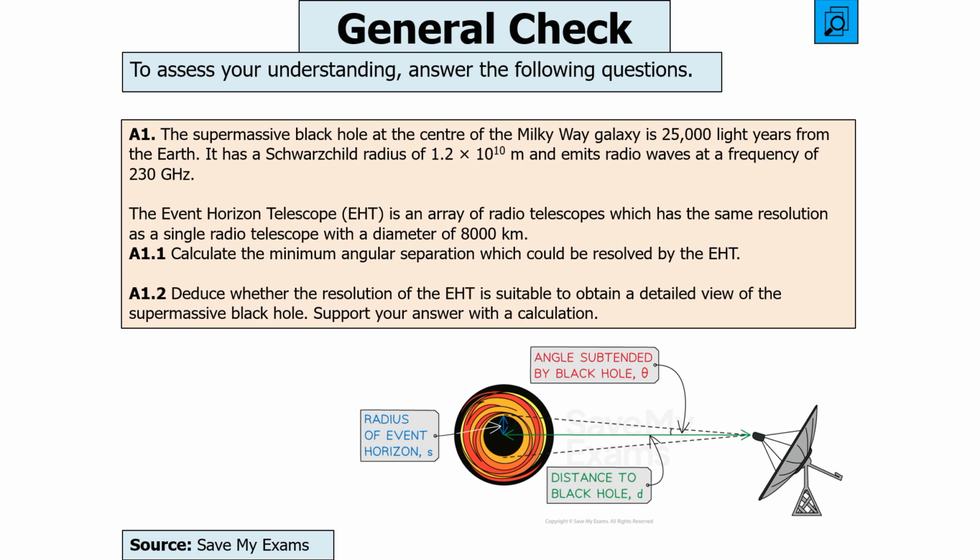Calculate the minimum angular separation which could be resolved by the EHT, then deduce whether the resolution of the EHT is suitable to obtain a detailed view of the supermassive black hole. Support your answer with a calculation. So pause the video now, then unpause the video when you want to go through your answer.